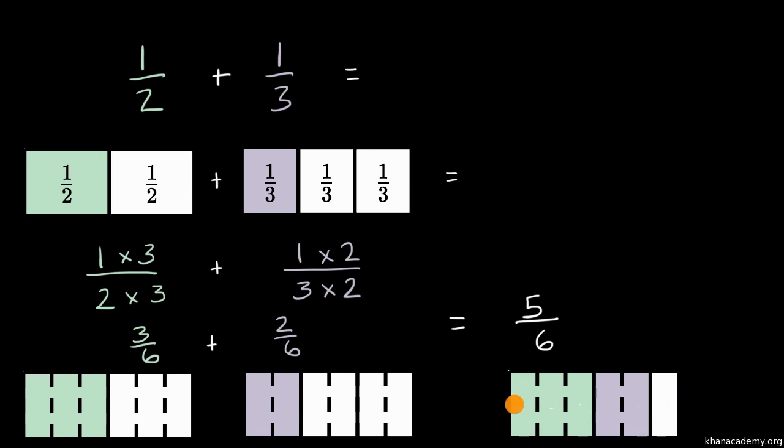But you could also view it as this green part was the original half, and this gray part was the original 1/3. But to be able to compute it, we expressed both of them in terms of sixths.